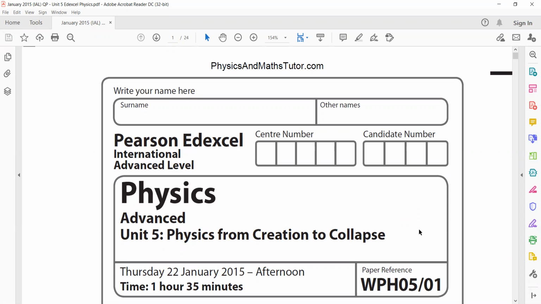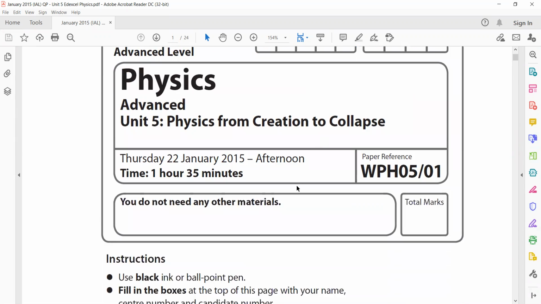This is January 2015 of Unit 5 IAL Physics.